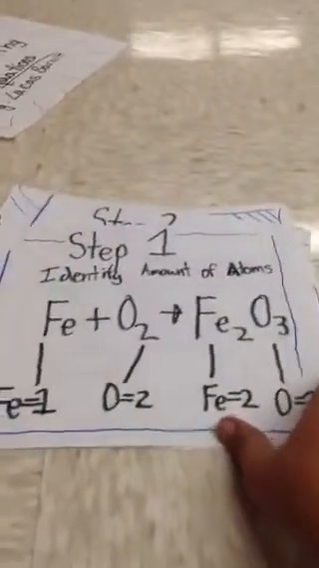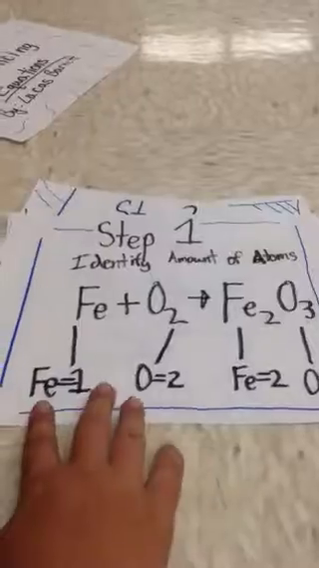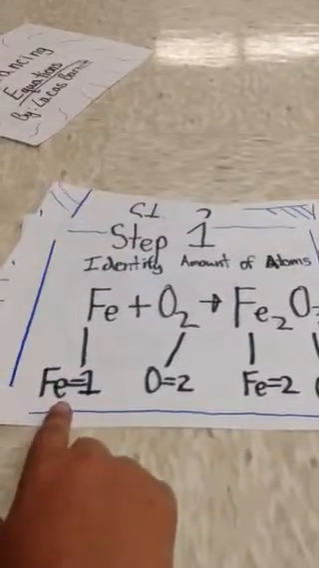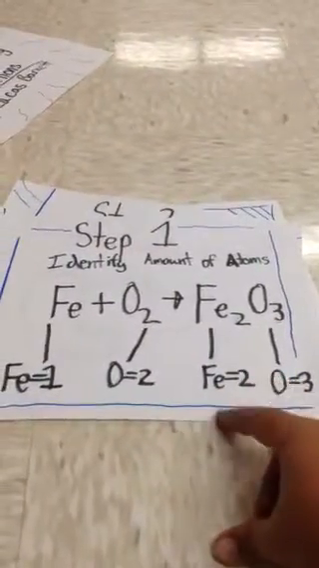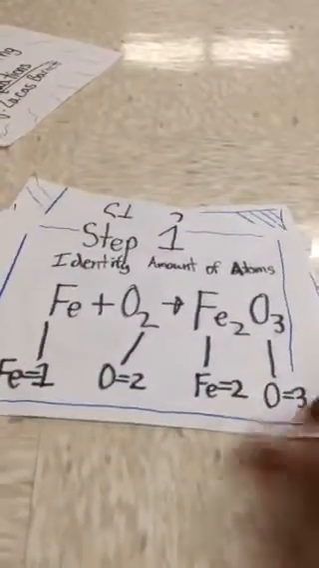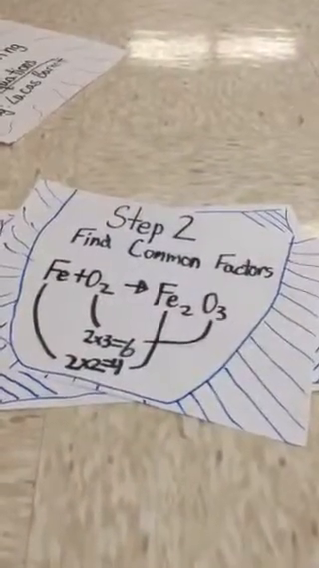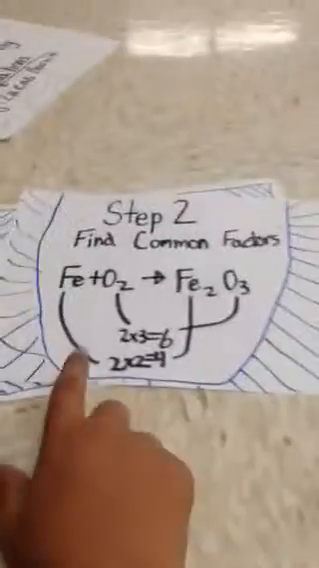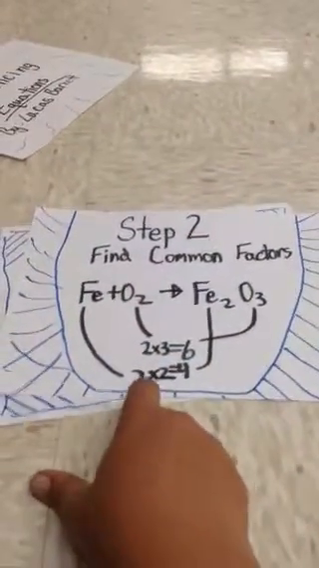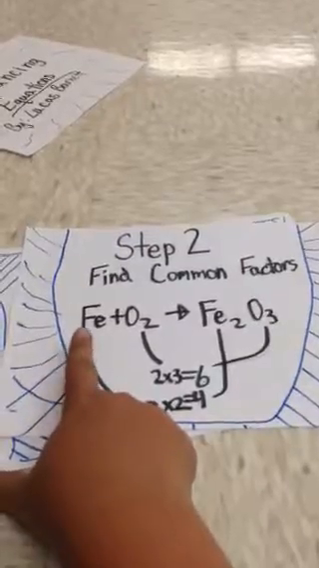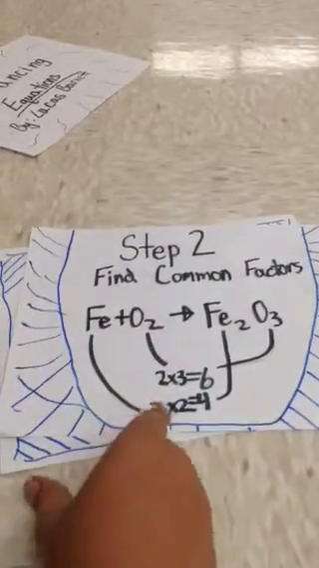So step 1 for balancing an equation: you need to first identify how many atoms you have. For the first one, you have 1 iron, 2 oxygens. Second one, you have 2 irons and 3 oxygens. So we know that's unbalanced. Step 2, you need to find the common factors. For this one, I found the common factor between 2 and 3 to be 6, and the common factor between 1 and 2 to be 4.